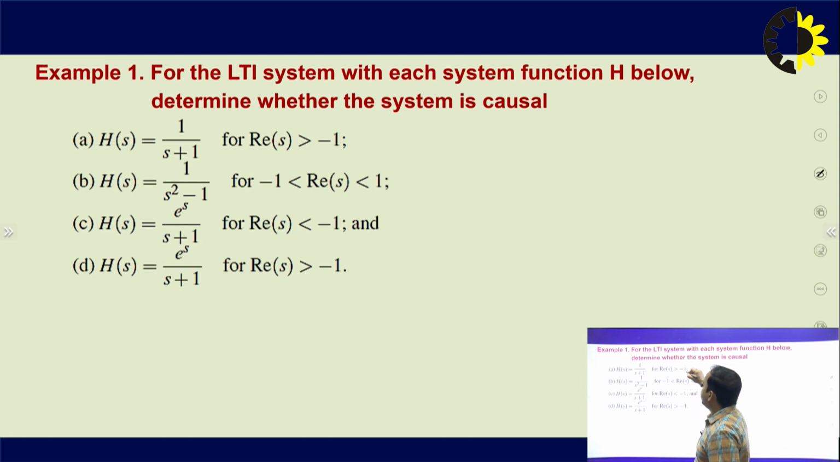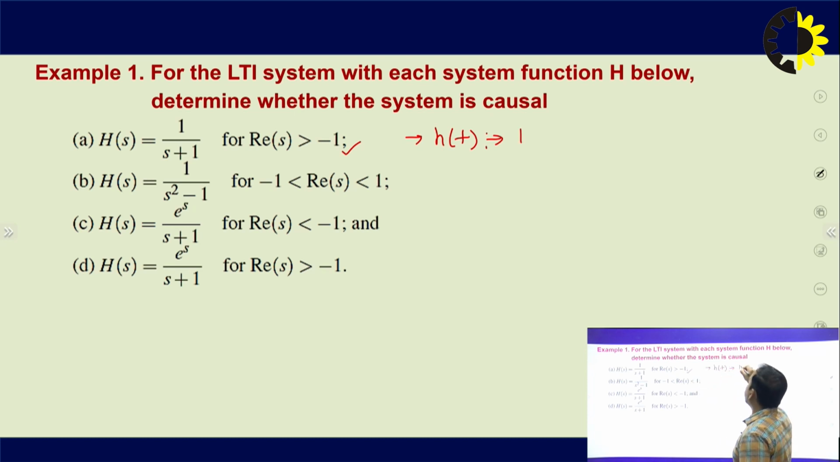So clearly it is given that the real part of s is greater than minus 1. Second, we can comment on the type of signal or the type of system here. If the ROC is to the right of the rightmost pole, then definitely h(t) is right sided, because we have real part of s greater than minus 1.